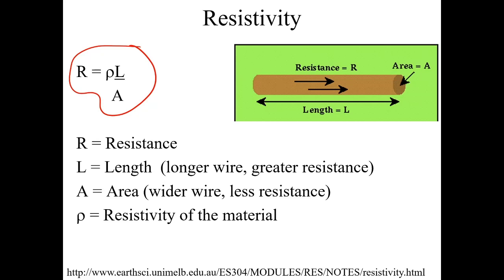Area. Area is on the bottom. So it turns out if you can make your wire wider, you get less resistance. It's kind of like opening a valve. The more you open it, the more water can flow through. Or a bigger hole in a dam, more water can go through. So the wider the area, the less resistance. And rho is just this resistivity of the material. It's a property that every material like copper or aluminum or iron or any material that conducts just has naturally.